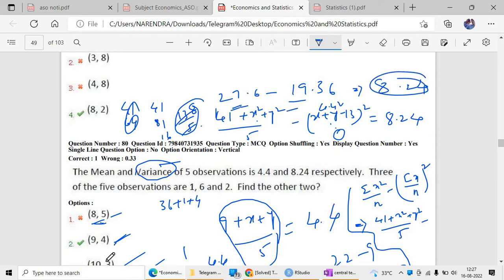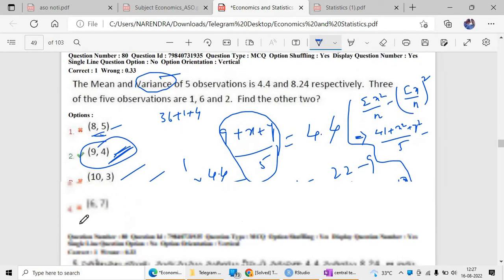So you understood the observe method, right? You have to cross-check the options. So it will take more time. In the next class we will discuss if I find any shortcut. Okay.